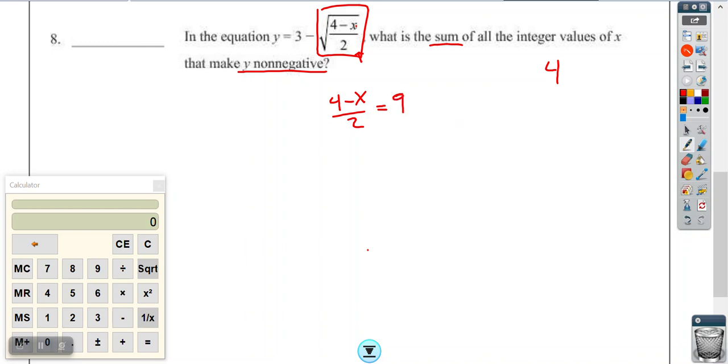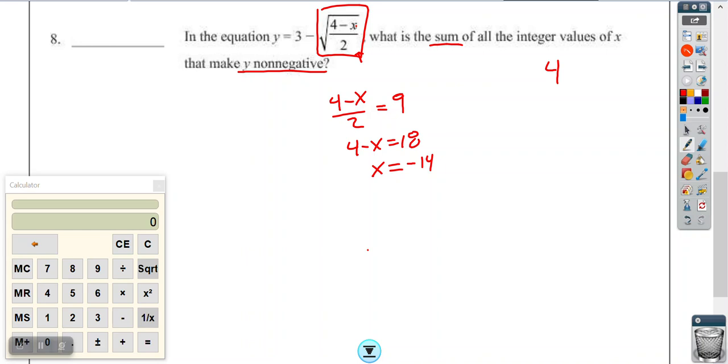All right, so let's do a little math. So we multiply everything by 2. So we get 4 minus x is equal to 18. All right, so that means x has to equal, or in this case, be greater than negative 14. So all of the integers from negative 14 to 4 will work. Well, okay, so I want the sum of all of the numbers between negative 14 and 4.